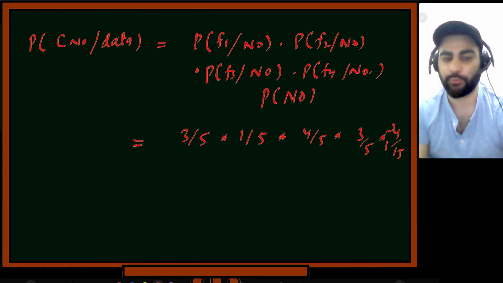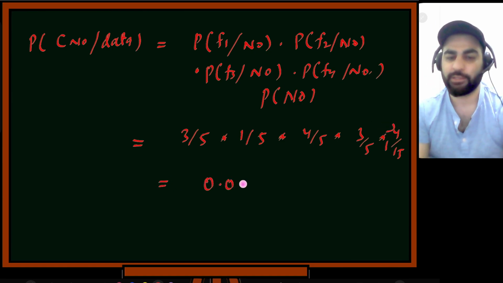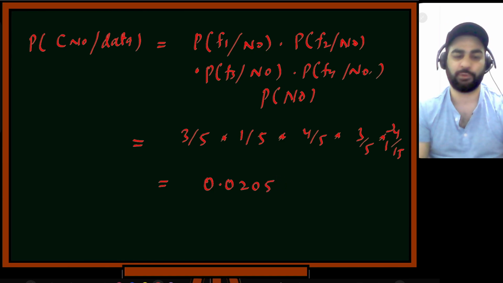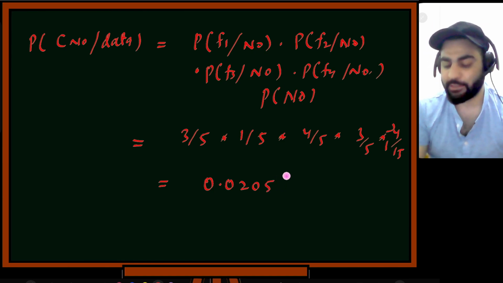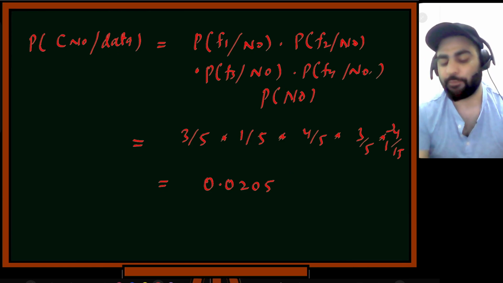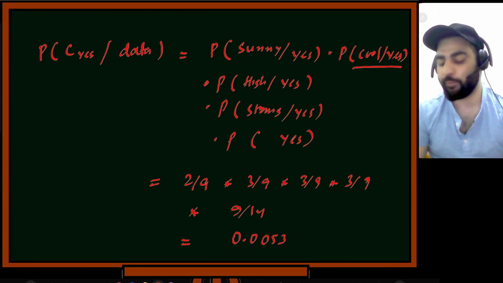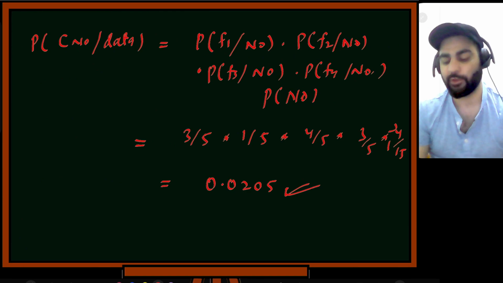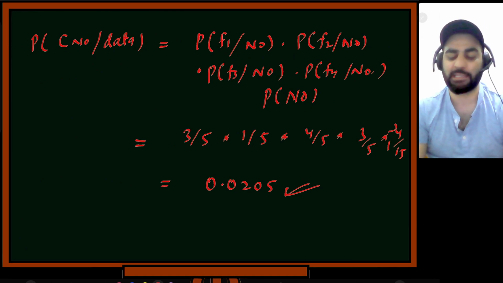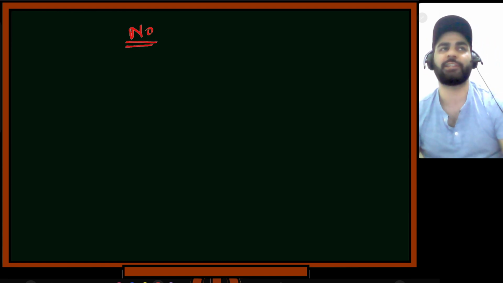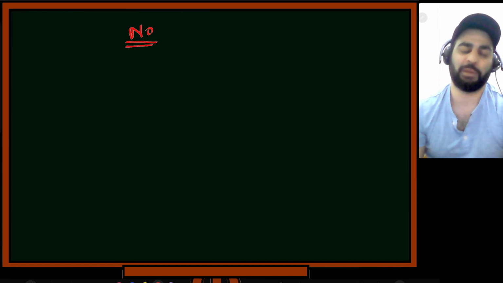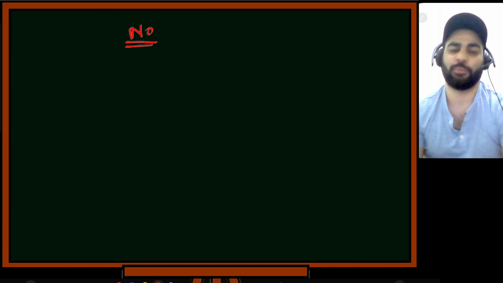Now if you compute this probability, it is 0.0205. So these are the 2 probabilities we have to compute. The probability of class no given the data is this, and the probability of class yes given the data is 0.0053. So obviously you see that this probability is more. So what class does it belong to? It will belong to the no class. So by seeing these weather conditions, we can say that I don't want to go for the play. I will not go to play the game.